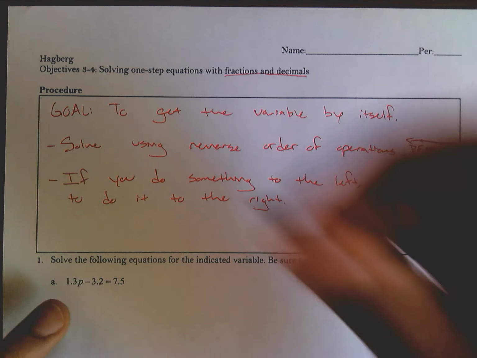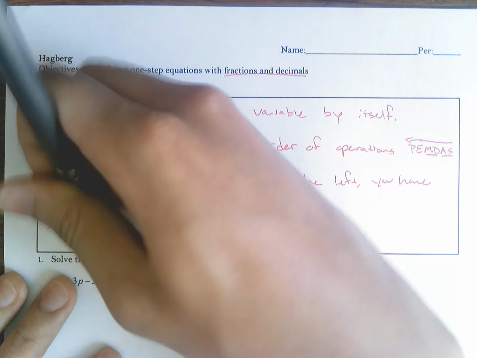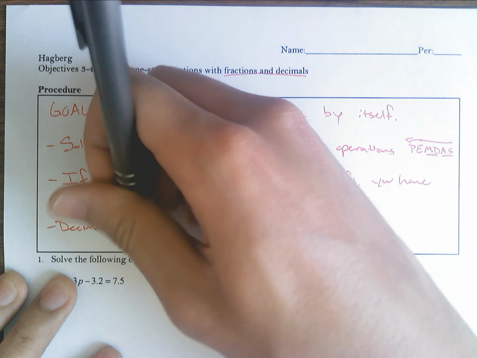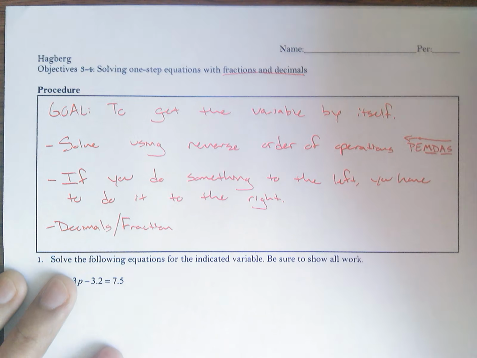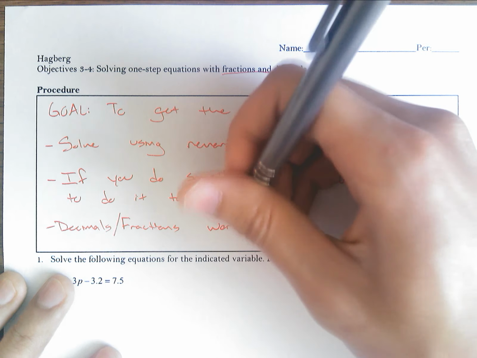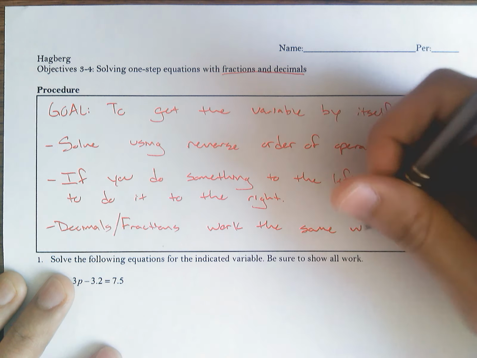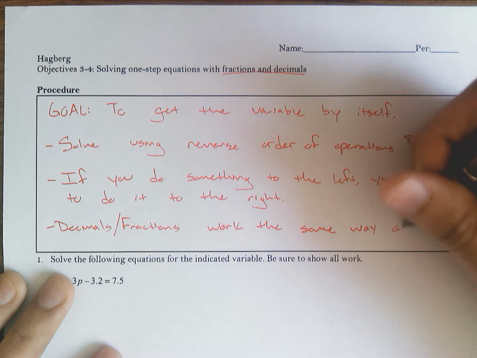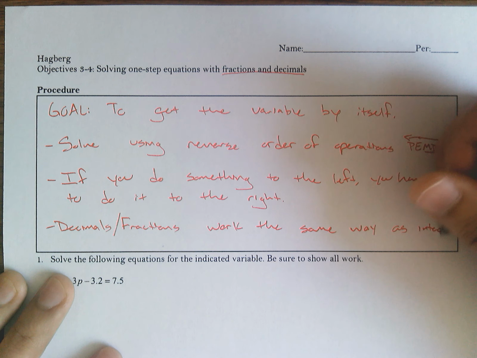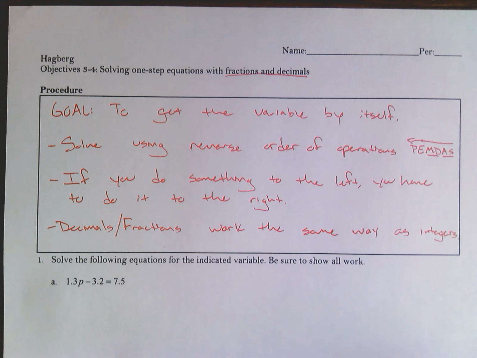And last but not least, this is the only new thing here. Decimals and fractions. So we're adding those now in this objective. Decimals and fractions work the same way as integers. So as those whole numbers that we've been solving equations with in the past, decimals and fractions are going to work the same way. We're going to treat them the same. So let's take a look at a couple examples.